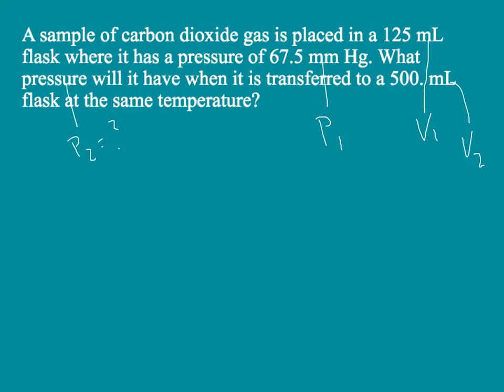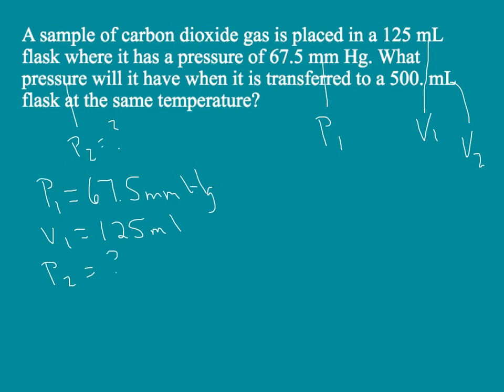Now, what units exactly do we have? We have pressure 1, which is equal to 67.5 millimeters of mercury. We have volume 1, which is equal to 125 milliliters. Pressure 2 is a question mark. We don't know what it is. And volume 2 is 500 milliliters.